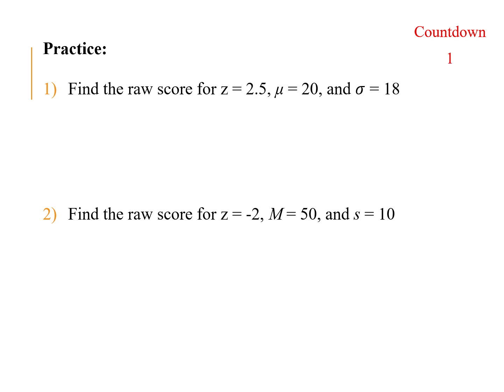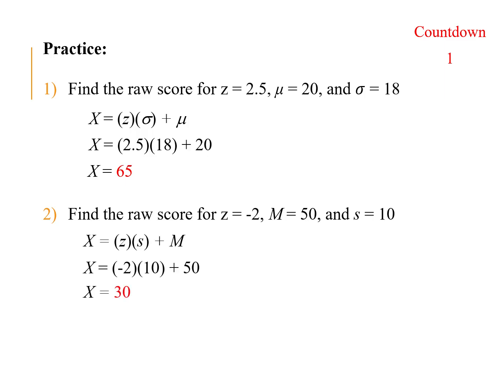Okay, so for the first question, we have population statistics with a z-score of 2.5, a mean of 20, and a standard deviation of 18. So we would use a population equation. 2.5 times 18 plus 20 is 65. For the second problem, we would use the sample equation. We have a z-score of -2, a mean of 50, and a standard deviation of 10. So -2 times 10 plus 50 is 30.